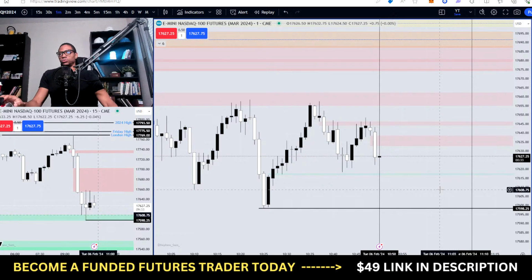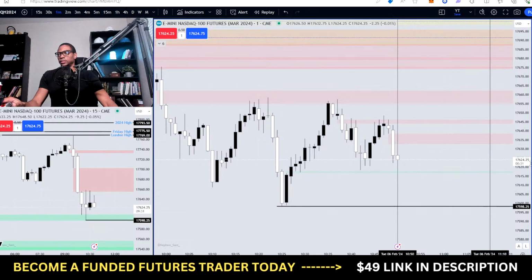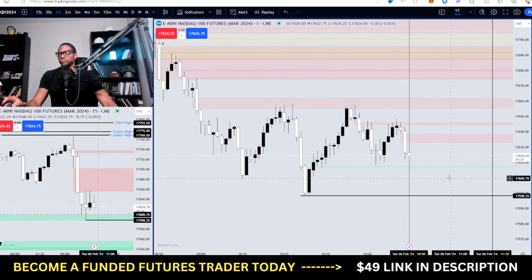Right, for the next 20 minutes, we'll monitor price action here on the 1 minute and see if we get a break in structure. As of right now, we are on the 1 minute bearish.